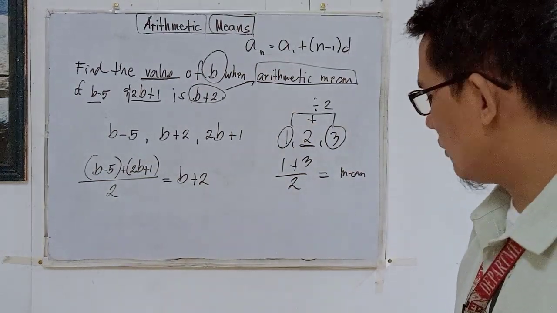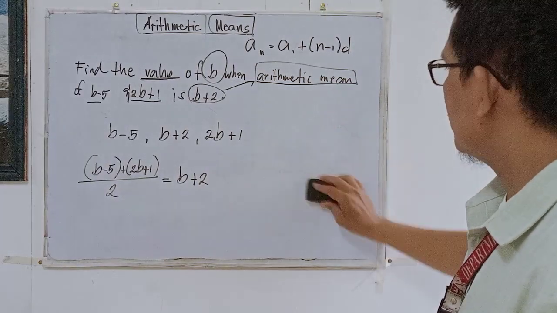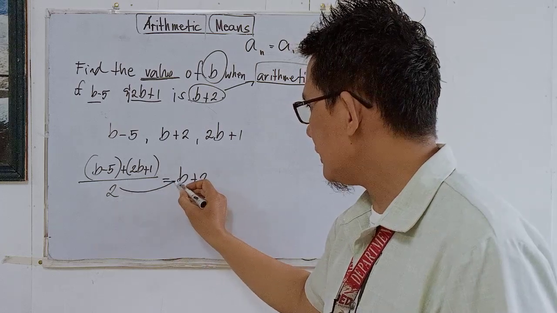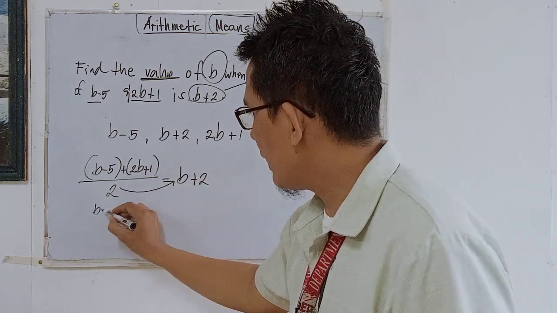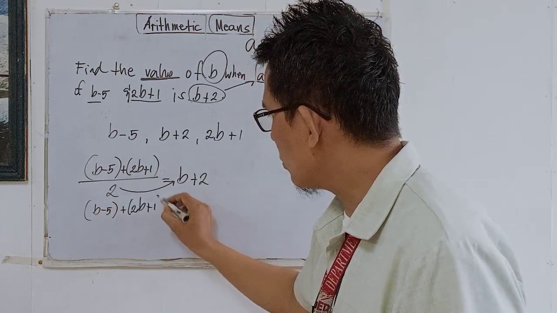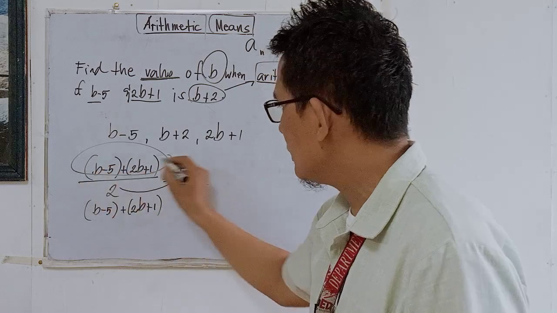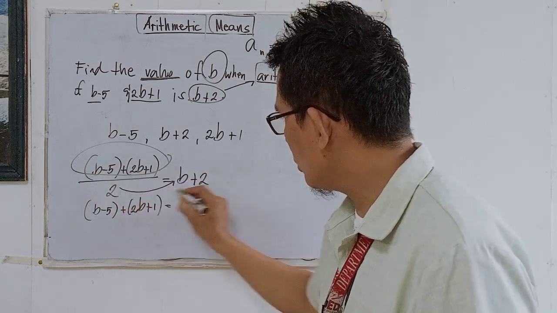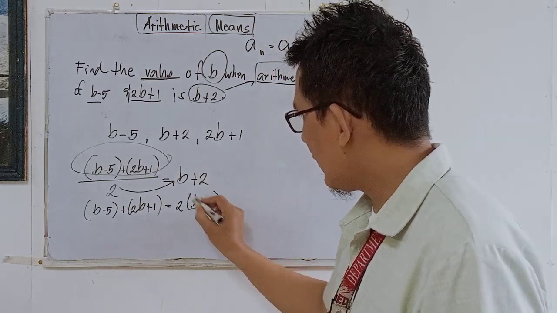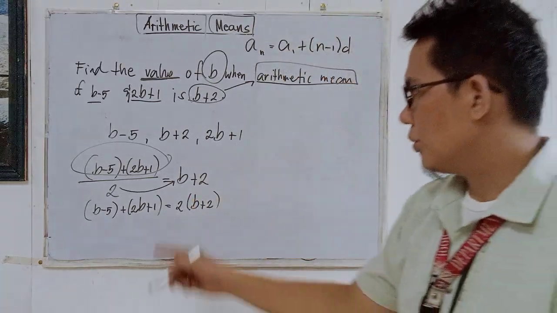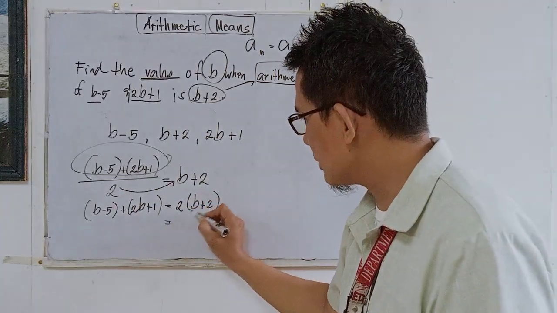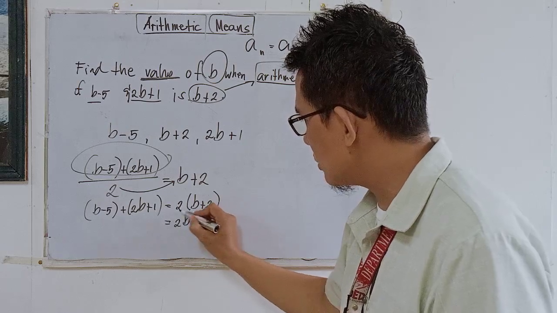Okay? Then let us solve this algebraically. Okay? So, 2 will be multiplied here. So that becomes b minus 5 plus 2b plus 1. Just copy what is on the numerator. Then equals, multiply 2 to our binomial, so that becomes 2 times (b plus 2). I enclose our b plus 2 in parentheses because this is a binomial multiplied by a monomial. So this becomes 2 times b is 2b, plus 2 times 2 is 4.